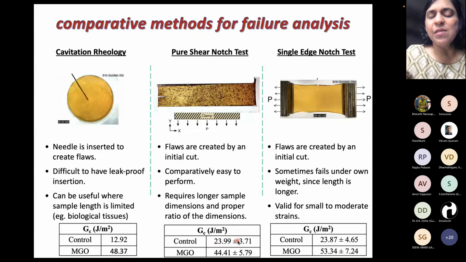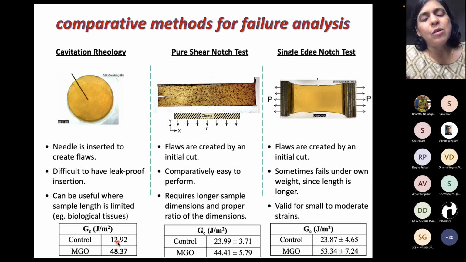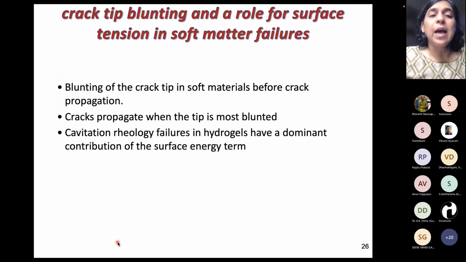But in control gels, we see that pure shear notch and single edge notch give us similar readings, whereas they're completely different for cavitation rheology. We're not sure of the reasons why it could be. One thought is that the models that we used are based on a linear model, and that doesn't really work so well as far as cavitation processes are concerned.